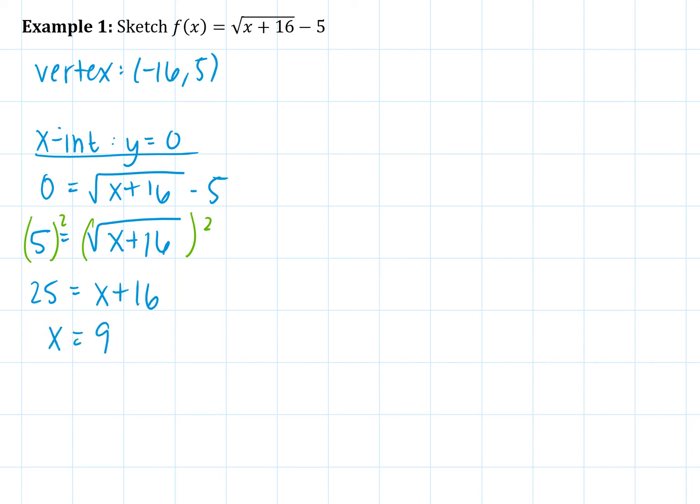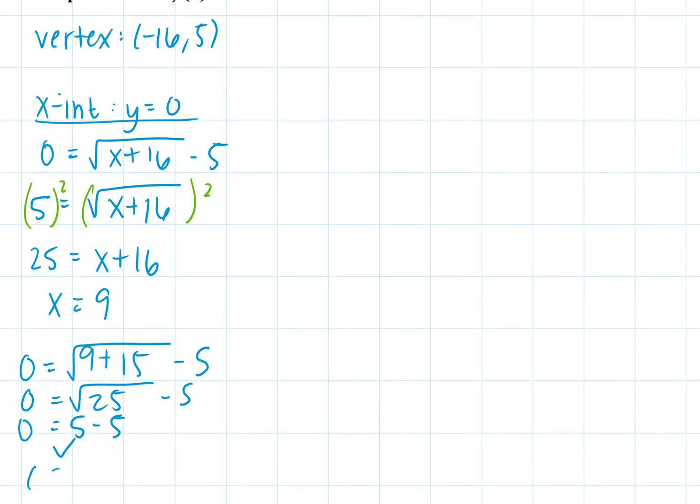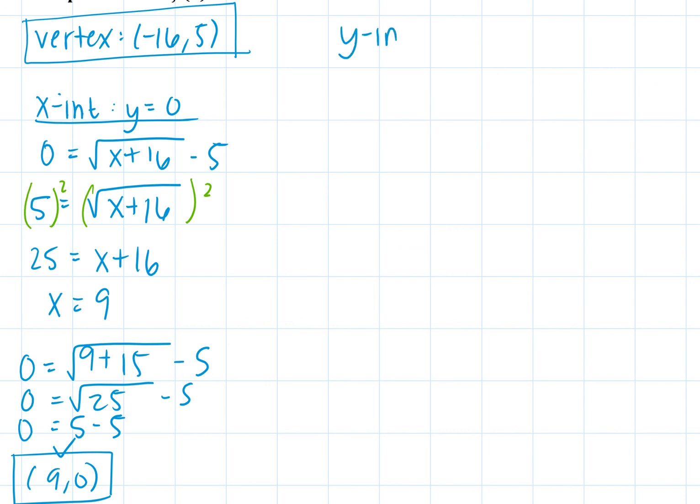Now these are tricky. You must always, always, always check to make sure indeed that 9 works, that it's not an extraneous solution. And that works. Good. Okay, so our x-intercept is the point (9, 0). I'm just boxing these in, they're not the final answer, but they're interesting points, so I want easy access to them.